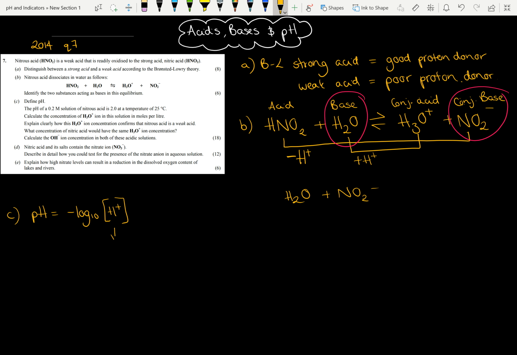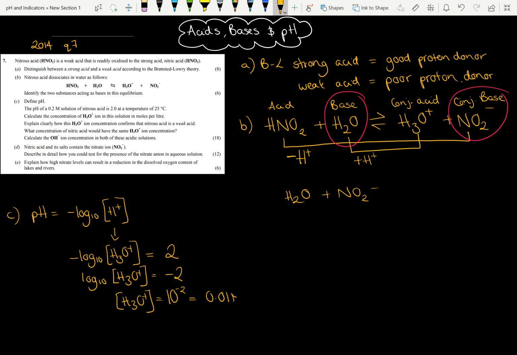Okay, well, another way that we can write this pH equation is minus log to the base 10 of the H3O plus ion concentration, or the hydronium ion. So we've been told in the question that that equals 2. So in order to calculate that concentration, we're going to bring the minus across, and then finally we take the inverse log of that, and it will give us a concentration of 0.01 moles per liter.